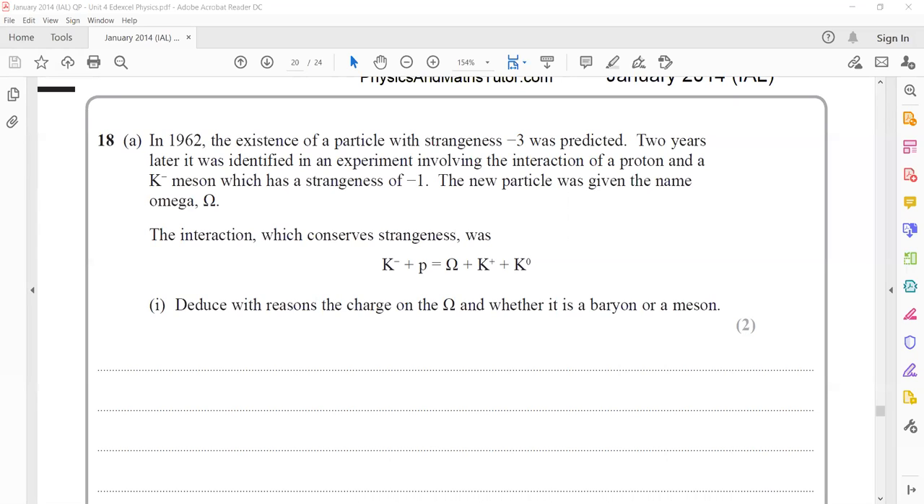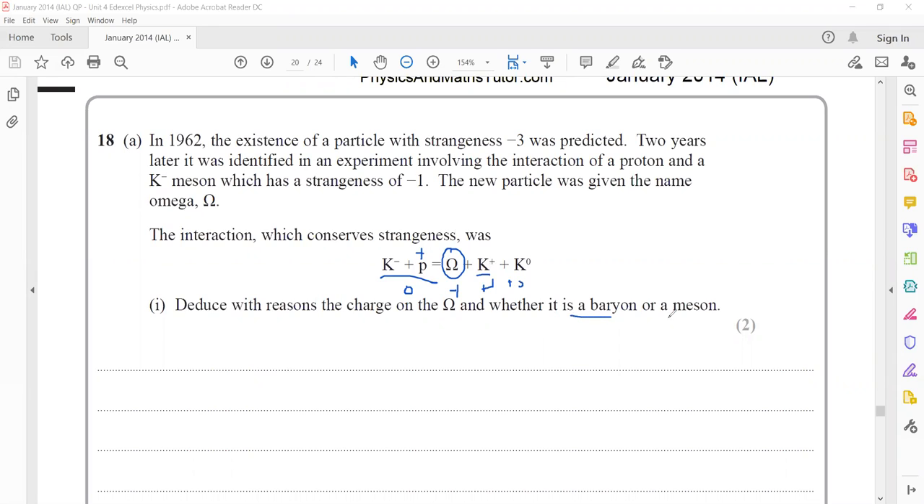For conservation of the charge, how can we do it? As you can see, this is negative, proton is positive. So net charge on the left hand side is zero. K positive is there, K neutral is there. So what should be the charge of omega? It should be minus one.